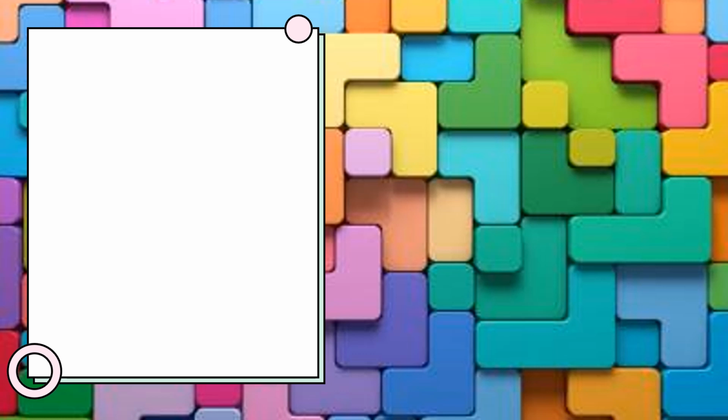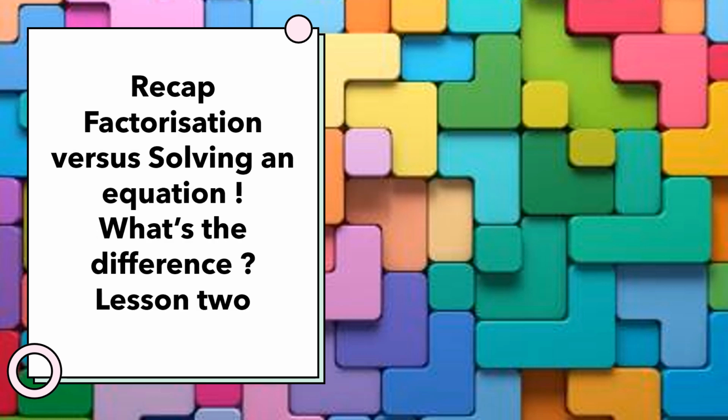Right. Over the years of my teaching, I observed that some students are not too sure of the difference between having to factorize an expression versus having to solve an equation. So in today's video, I'm going to show you the difference between factorizing versus solving an equation.